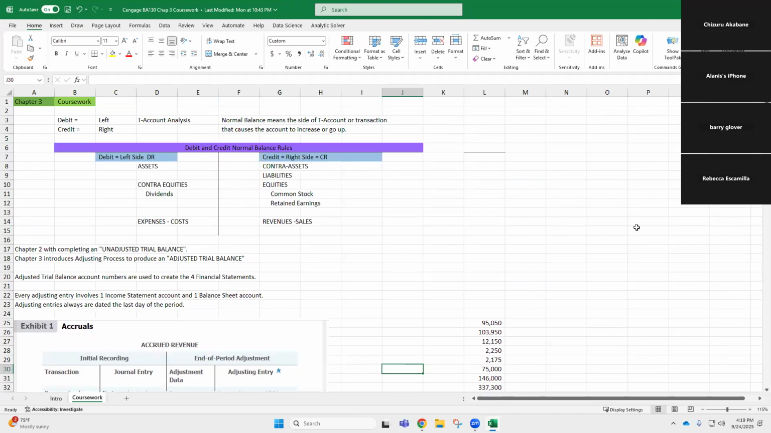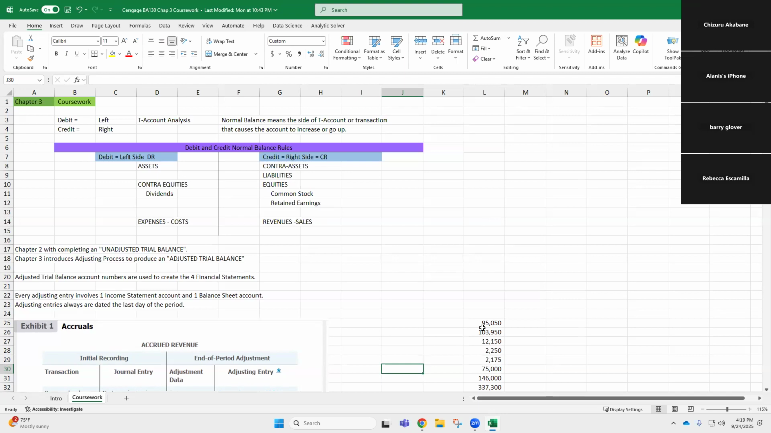Okay, so once again, we left off with an unadjusted trial balance. Okay, so that's what I say right here. Chapter 2, we ended with completing an unadjusted trial balance. Now we're going to learn what adjustments are, the process, and do those entries, and then we'll have another trial balance that's considered adjusted. Okay? Adjusted trial balance account numbers are used to create the 4 financial statements.